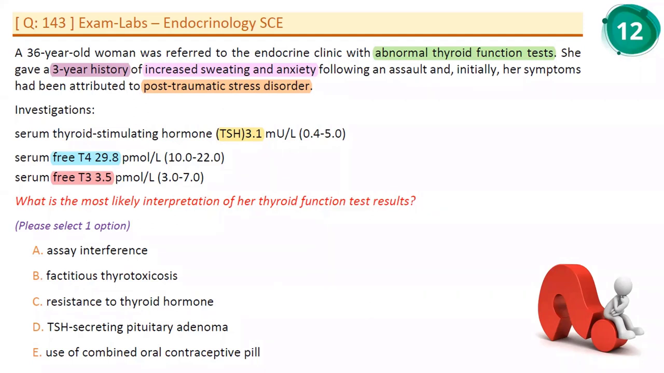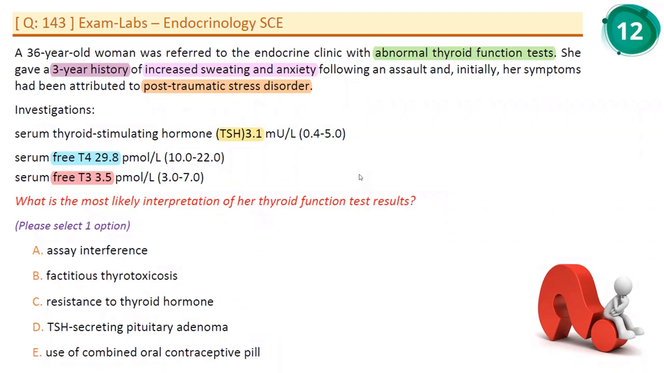Someone said assay interference. What about resistance to thyroid hormone or TSH-secreting pituitary adenoma? The patient has mild symptoms, the free T4 is elevated and the TSH is normal. Why not TSH-secreting pituitary adenoma or resistance to thyroid hormone? If anyone wants to comment. The T3 is normal. Yes. In resistance to thyroid hormone, both free T4 and free T3 must be elevated. In TSH-secreting pituitary adenoma, both T3 and T4 must be elevated.